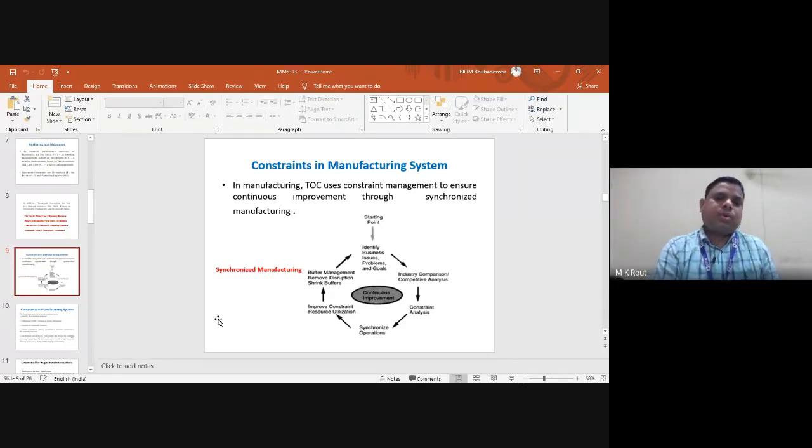The next part is that whenever you synchronize the different levels, departments and sub-departments, it is easy for the raw material to flow and to be converted into finished product without any constraint.